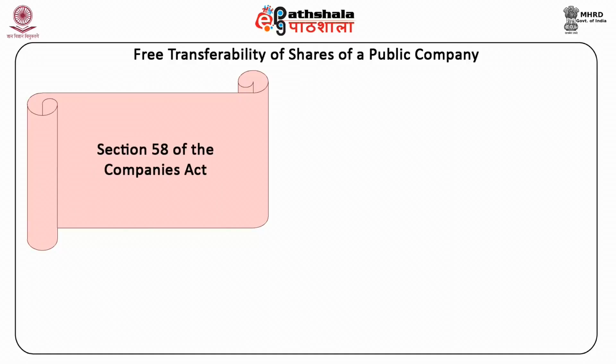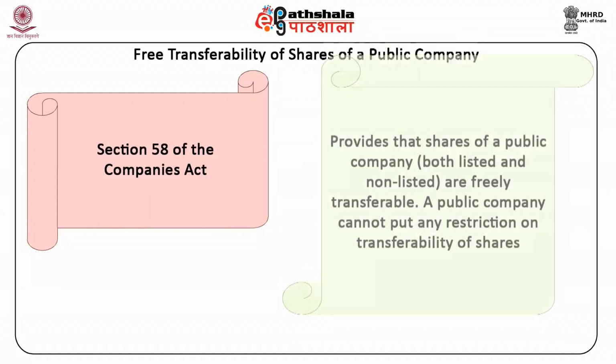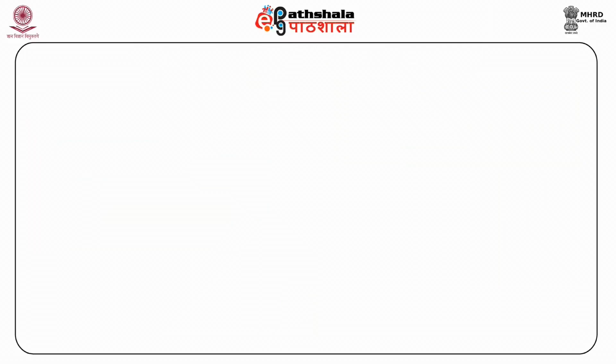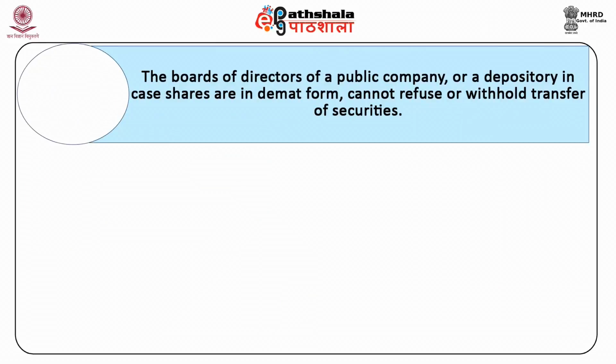Section 58 of the Companies Act provides that shares of a public company, both listed and non-listed, are freely transferable. A public company cannot put any restriction on transferability of shares. The board of directors of a public company or a depository, in case shares are in demat form, cannot refuse or withhold transfer of securities.